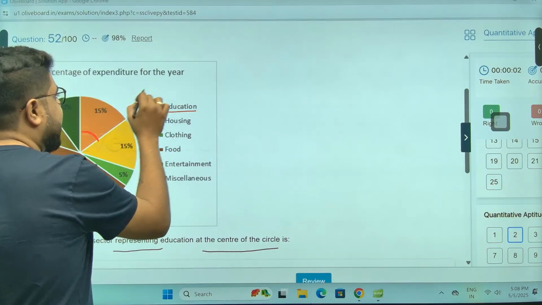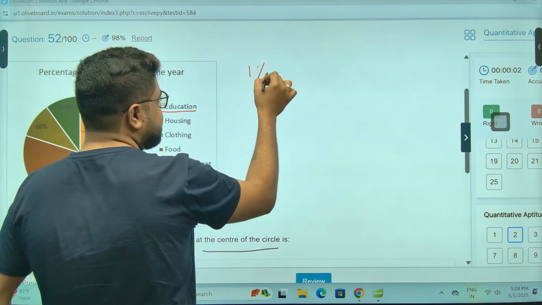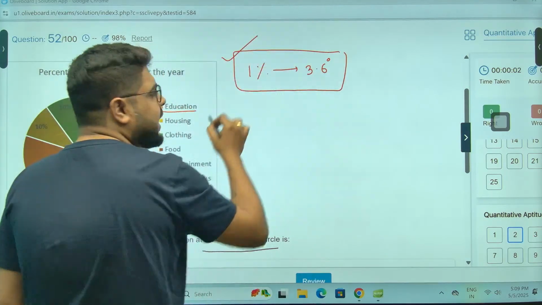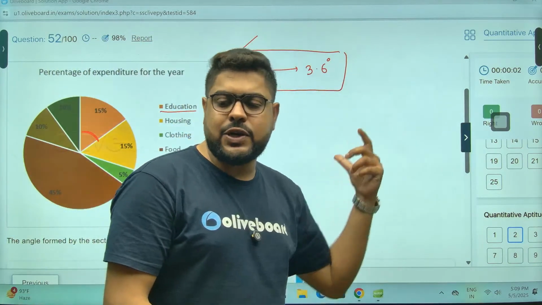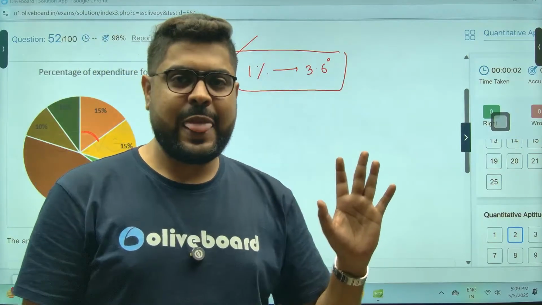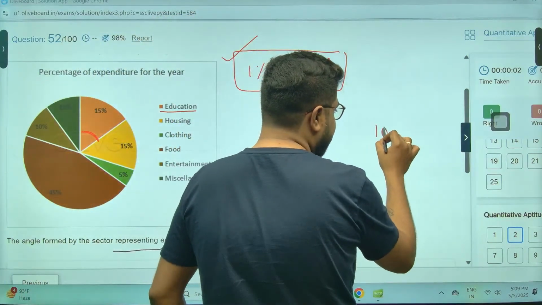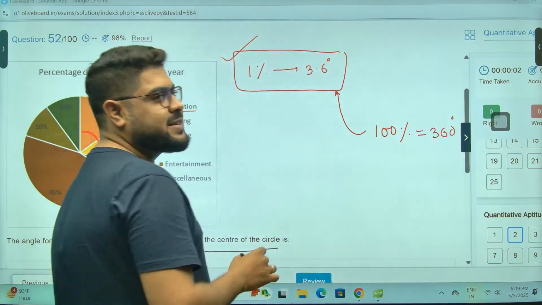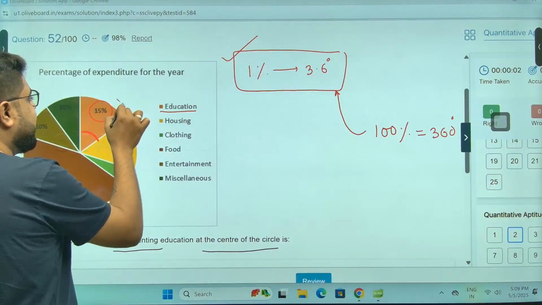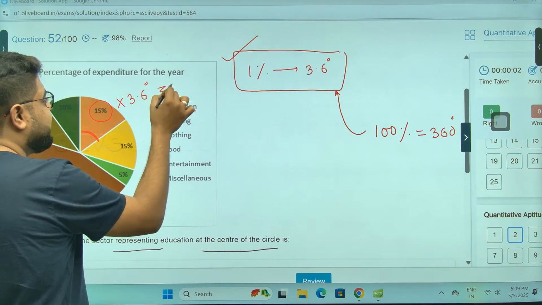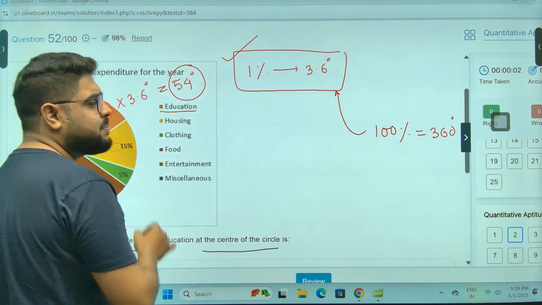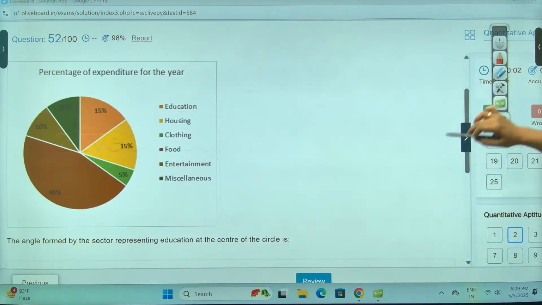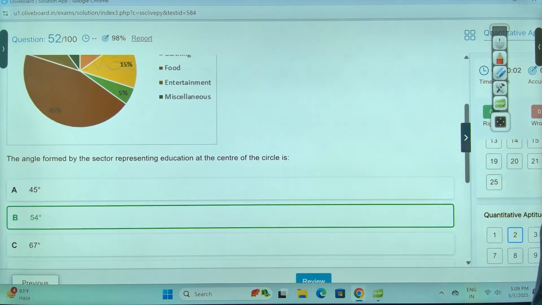Every angle, if you know 1%, is equal to 3.6 degrees. I have shown you in my classes why: 100% total is equal to 360 degrees. So 1% will be 3.6. The answer here will be 15 into 3.6 degrees, which is 54 degrees. Very simple, because for multiplication of 15, you think in your head, it is like 3 by 2. 54 is the correct answer.